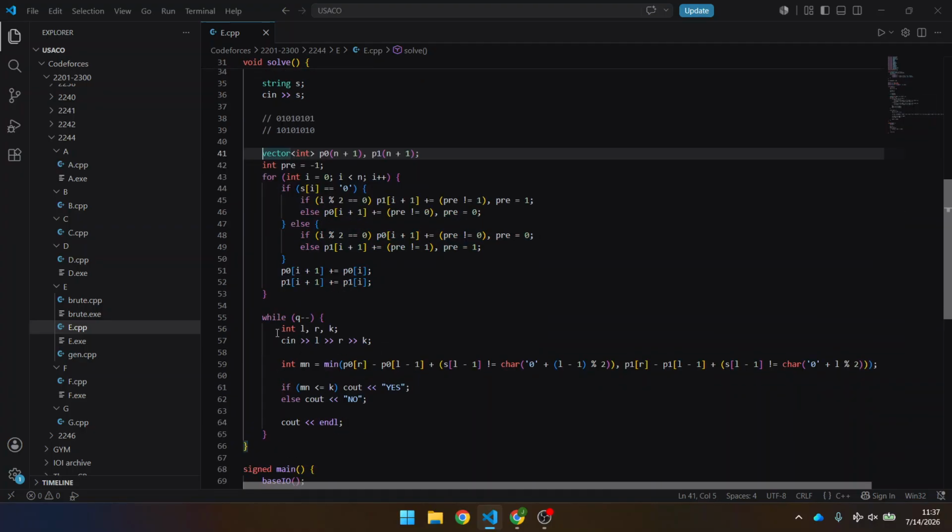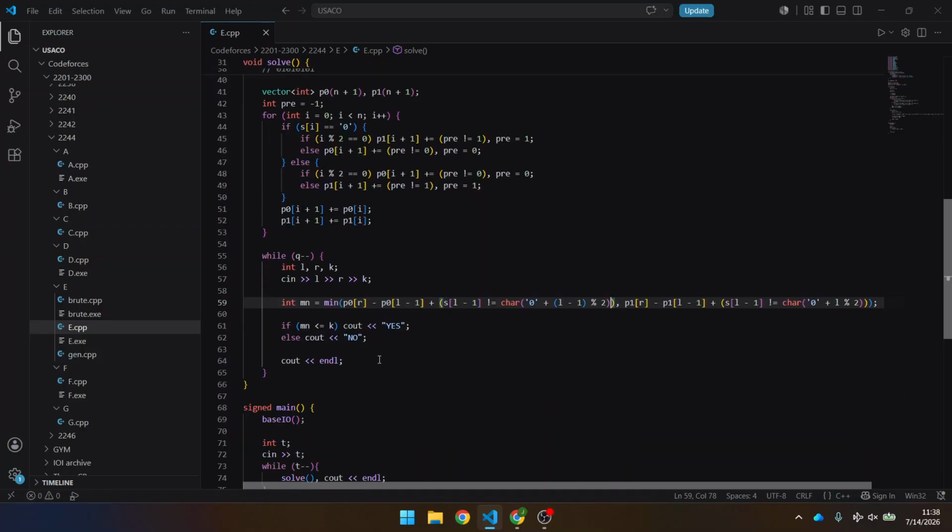And then once you go to the queries, you have L, R, and K. So basically, just calculate how many operations you need for L to R, right? I used a stress test. I'm not really sure why this works, but it works, so I just added it in there. Int min, right? It's just P0[R] minus P0[L-1] plus, if the value at L is okay, and P1[R] minus P1[L-1] plus, if the current value at L is okay for P1. And then if this is less than or equal to K operations, output yes, otherwise output no. Okay.